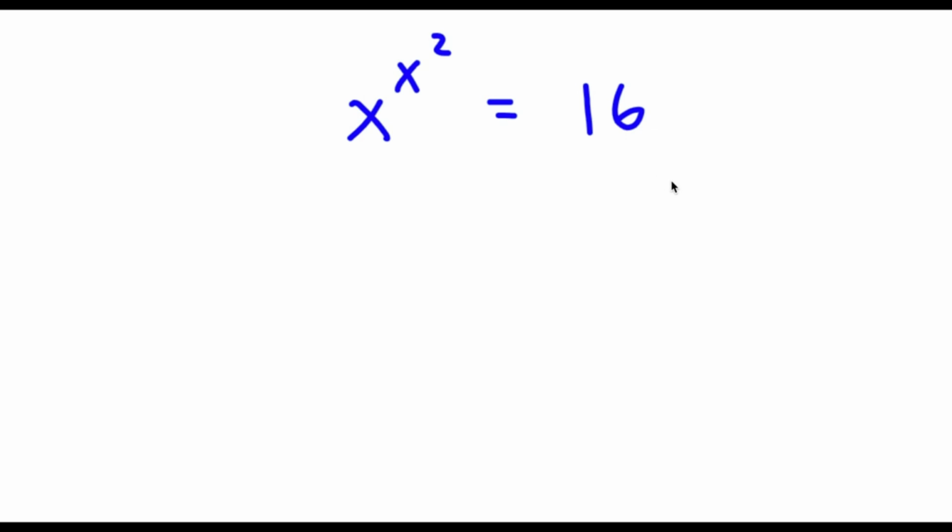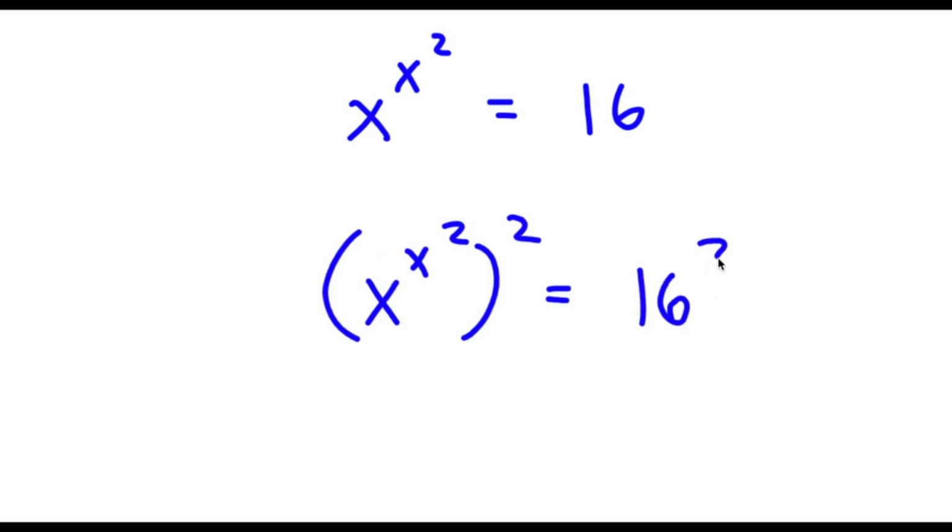Alright, so I have x to the power of x to the power of 2 is equal to 16. Now the first thing I'm going to do is take the power of 2 on both sides. So now I have x to the power of x to the power of 2 to the power of 2 is equal to 16 to the power of 2.